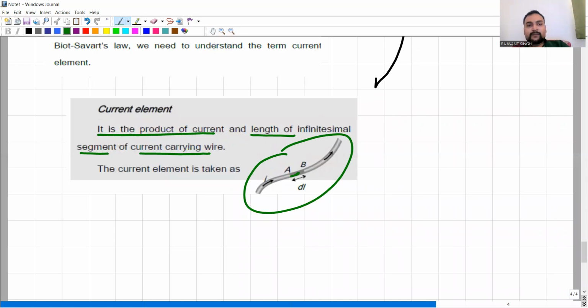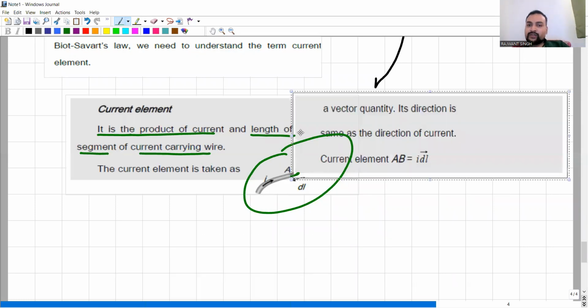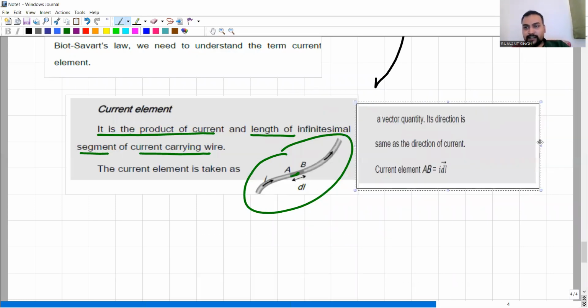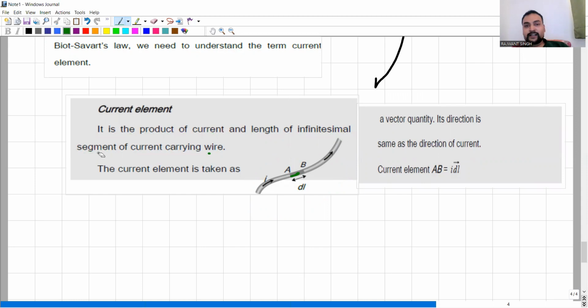Current element is the product of the current flowing in the circuit times the length dl. Now the interesting part is that this current element becomes a vector. You see, current is not a vector, but current element is a vector. As with the area vector, I hope you remember, area was a scalar, but the area vector is a vector. So here also the current element is a vector quantity, and it has a direction that is the same as the direction of the current.